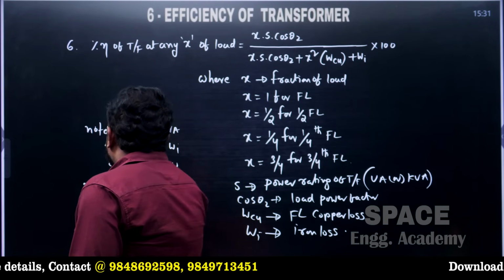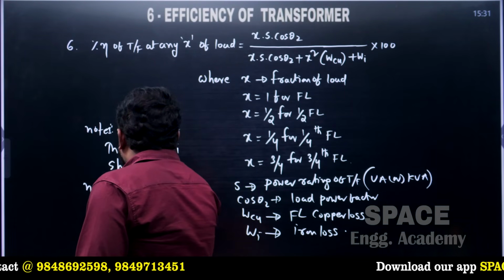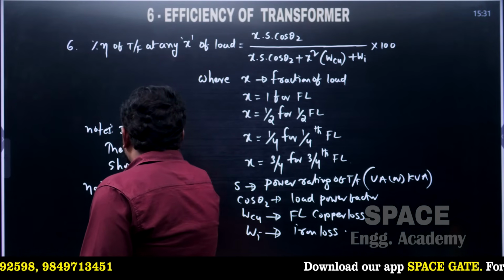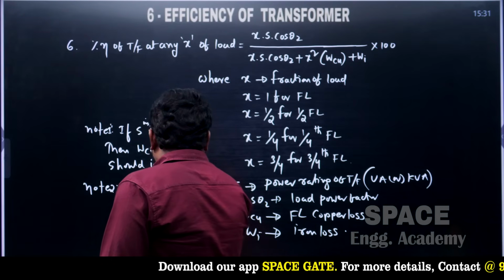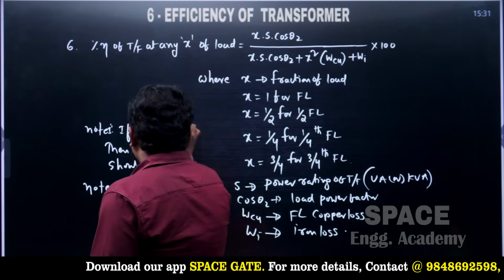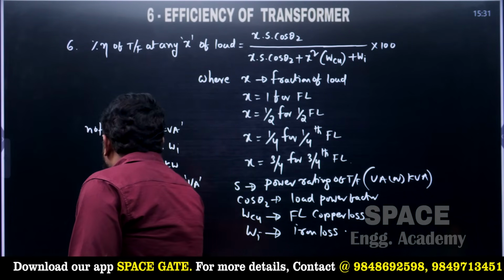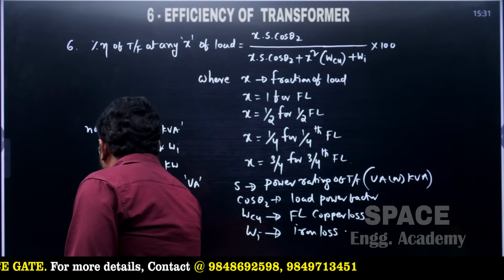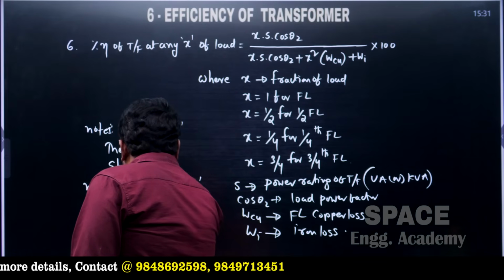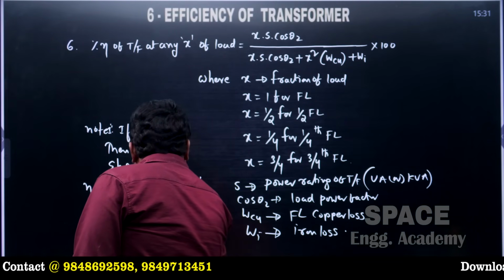Here, if S is in VA rating, so in volt amperes, then the losses, copper losses and iron losses, should be in watts. So they should be in watts only.